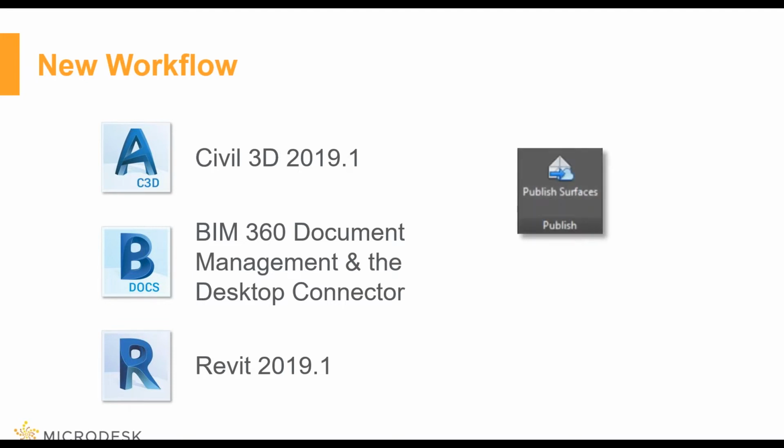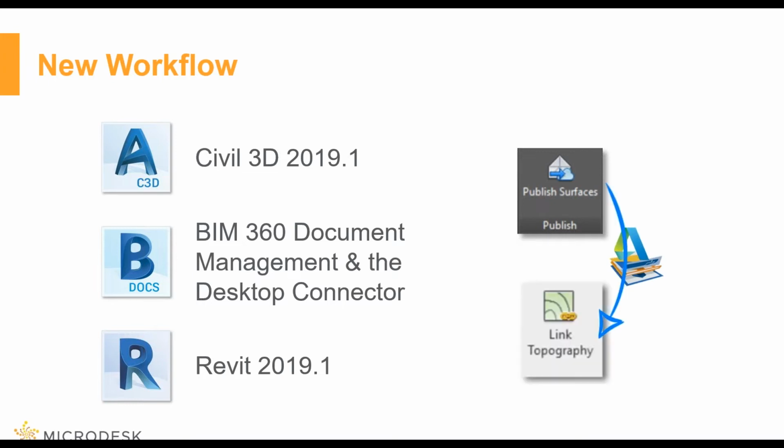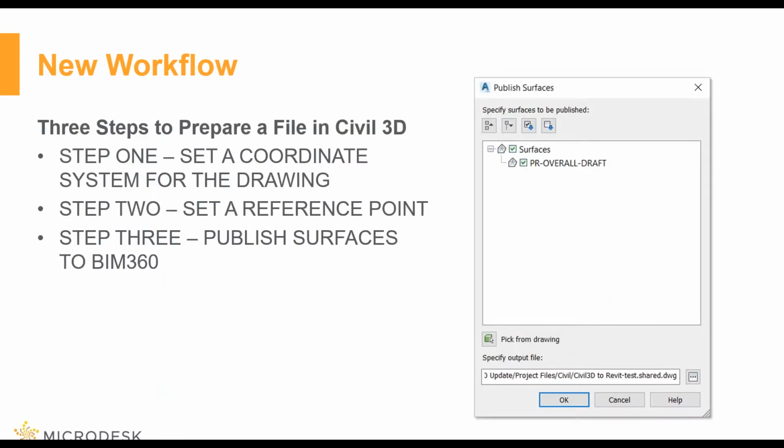So we're going to use the tool to publish surfaces in Civil 3D. From there, it's going to go through BIM 360, and then in Revit, you're going to be able to link the topography from there. So just a little bit more about the new workflow.